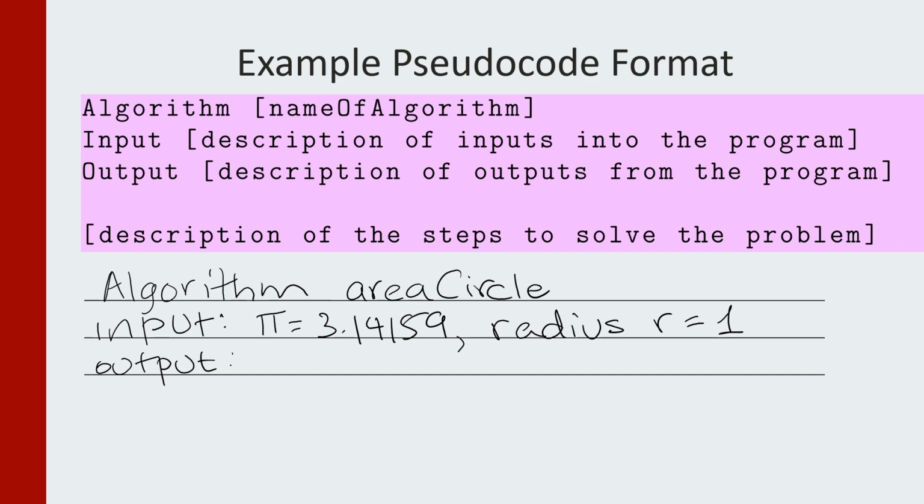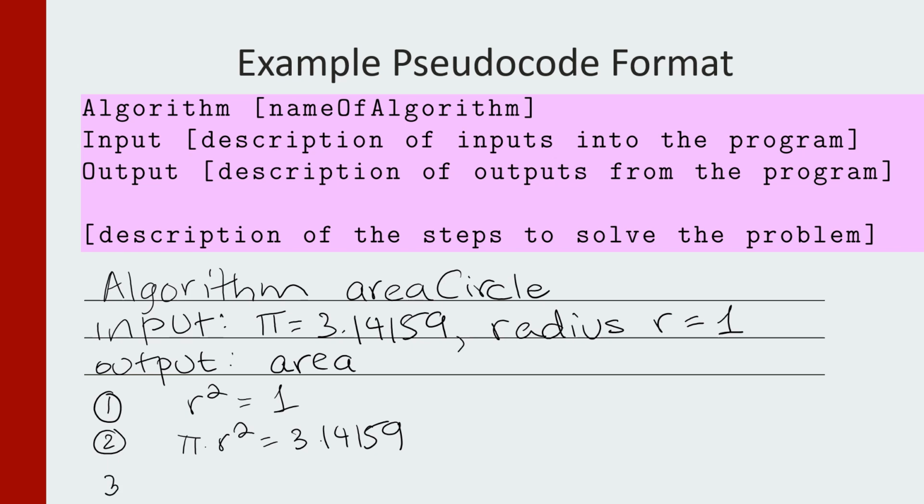And from there, you can write a description of the steps needed to solve the problem. So go ahead and just start numbering by 1. Knowing that area is equal to pi r squared, I would start by calculating r squared, which is just 1. And then I would multiply pi by r squared to get 3.14159. And then finally, I would return the area, which is, again, 3.14159. This is a very specific example where I've inputted the radius, but you can do this more generally without having a value for the radius there.